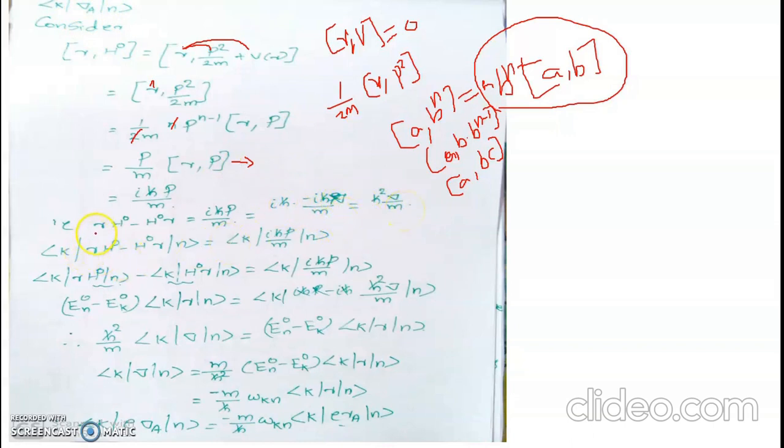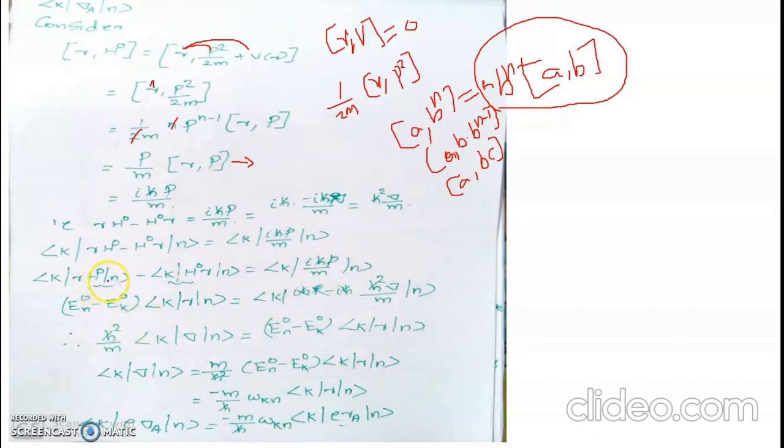Now you substitute or operate this equation on this scalar product to make it scalar product K RH0 minus H0R ket n, identical with scalar product K ih cross p by m operating over ket n. Now you decompose this as scalar product K RH0 ket n minus scalar product K H0R ket n, that's equal to scalar product K ih cross p divided by m ket n.